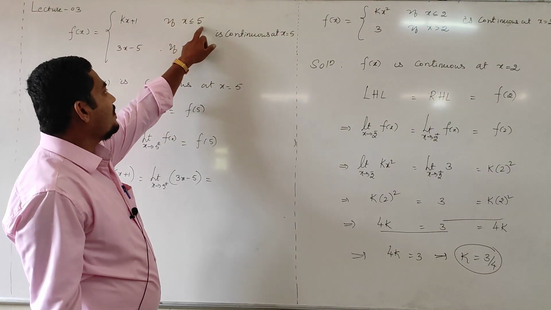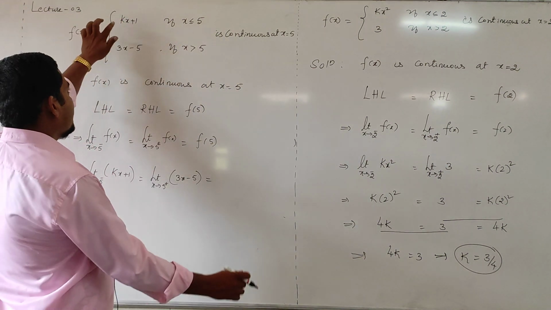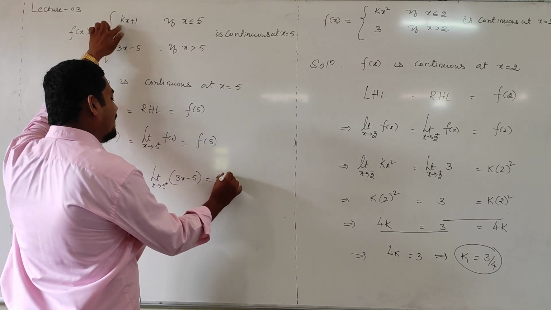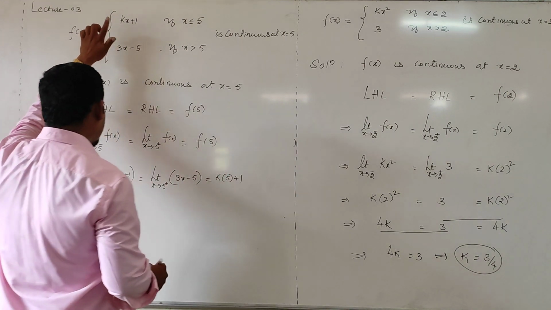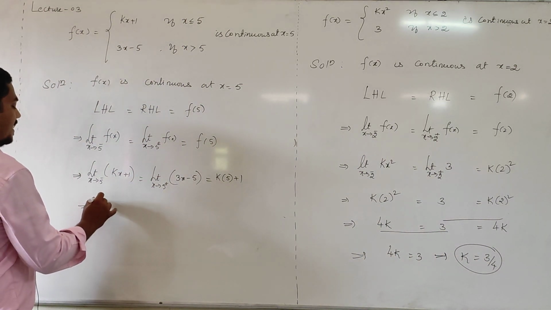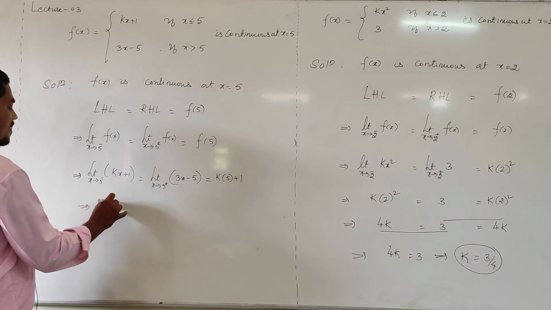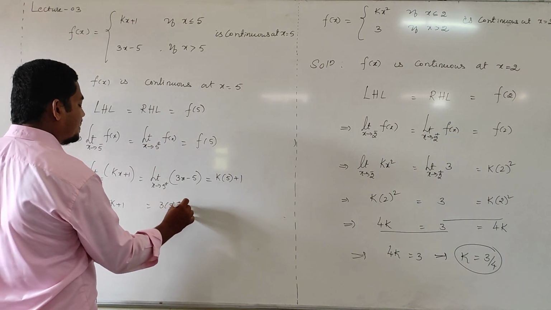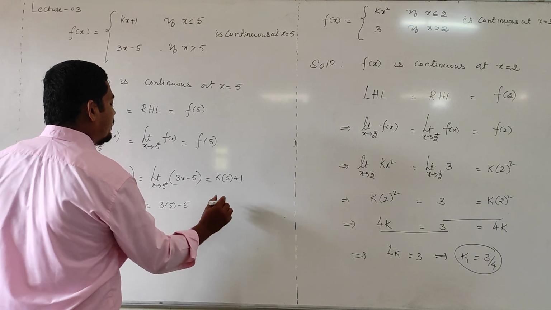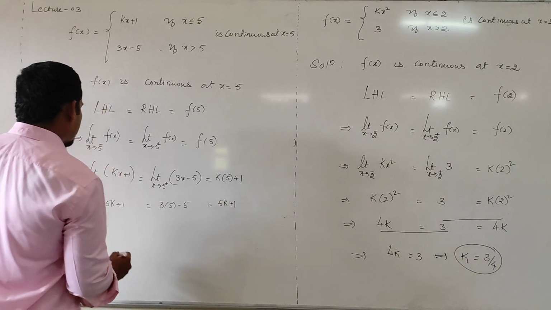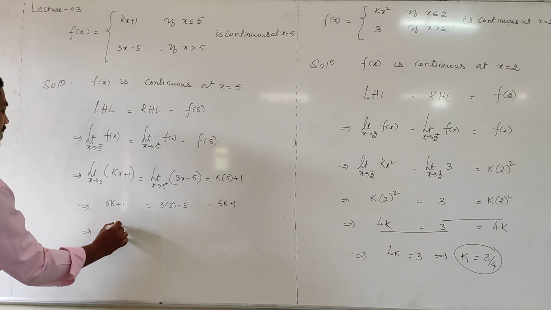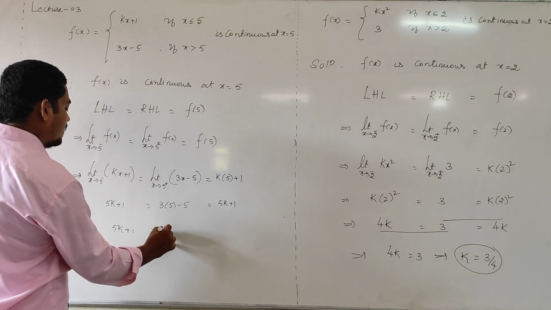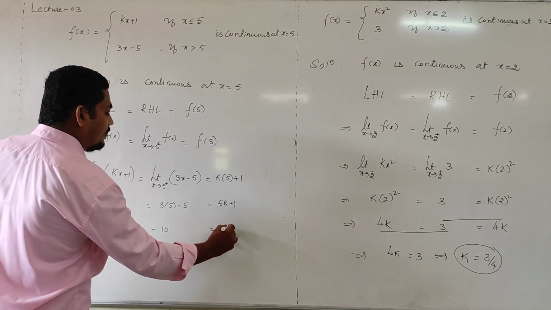When x is exactly 5, then the function is kx plus 1. For finding f of 5, use this function. That is k into, replace that x as 5, plus 1. Now put x value 5, that is 5k plus 1. Here put x value 5, that is 3 into 5 minus 5. That's equal to 5k plus 1. Next, 5k plus 1 equal to 15 minus 5, that is 10 only. That's equal to 5k plus 1.